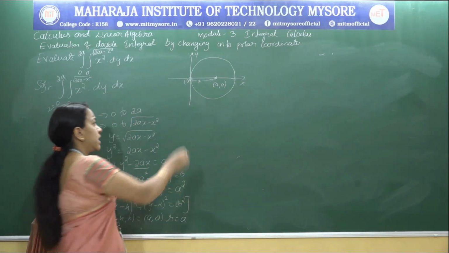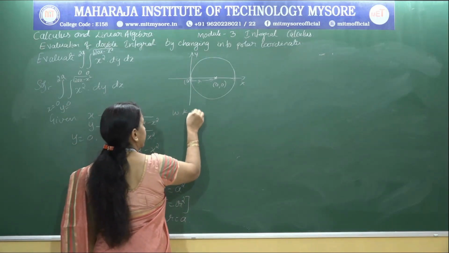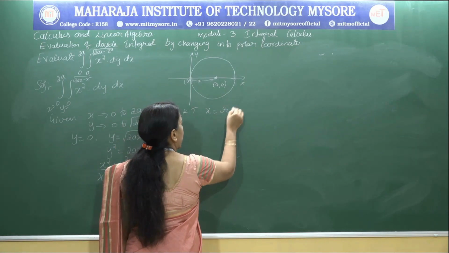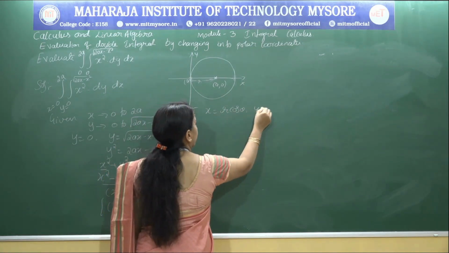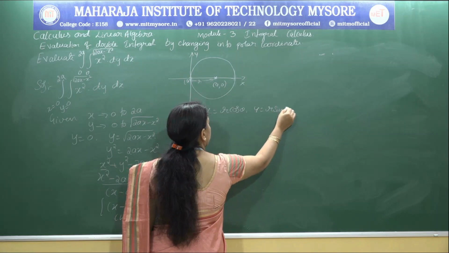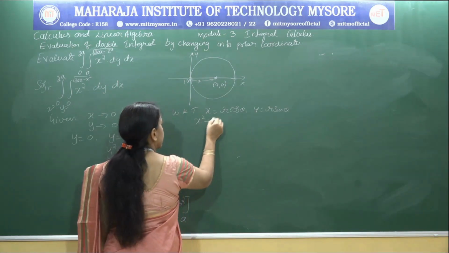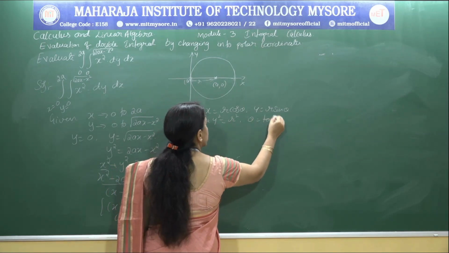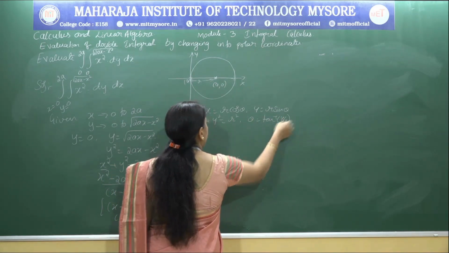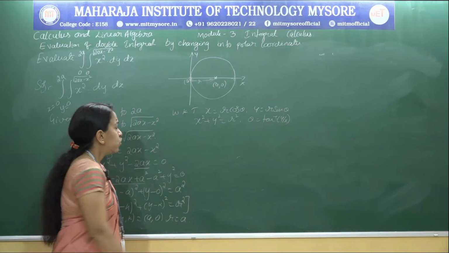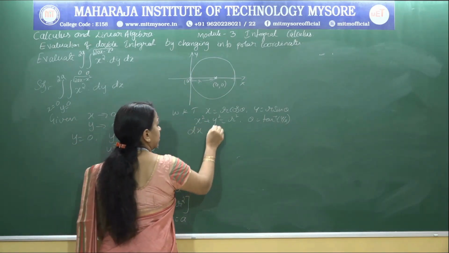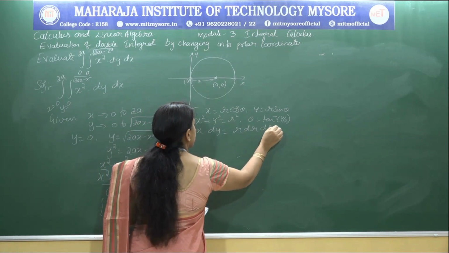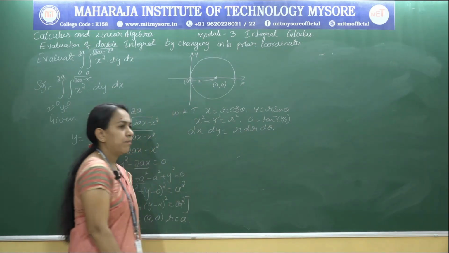So now we know the standard polar form. We have to change it into polar form now. We know that x equal to r cos theta and y equal to r sin theta, and we know x square plus y square is r square, and of course theta is tan inverse y by x. So on dx dy, yes, r dr d theta is our dx dy.